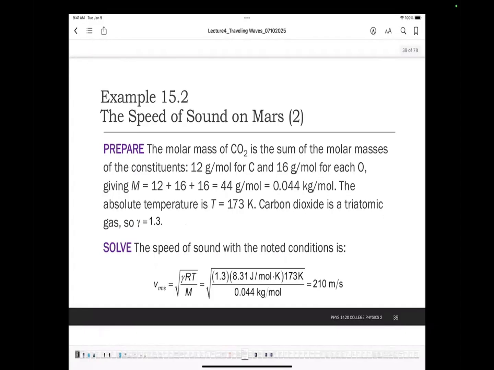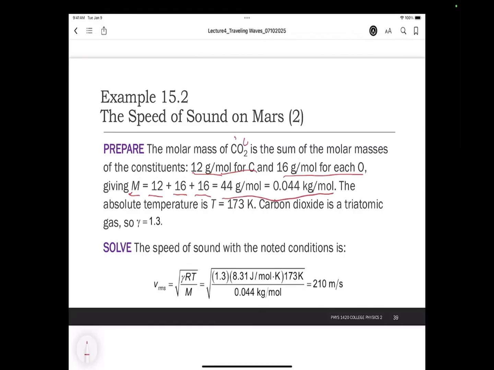The molar mass of CO2 is the sum of the molar masses of the constituents. This one is for C and this one is for O. Because CO2 is 1 C and 2 O, the mass is equal to 12 plus 16 plus 16, which is 44 grams per mole. So this is 0.044 kilograms. Does it make sense to you?